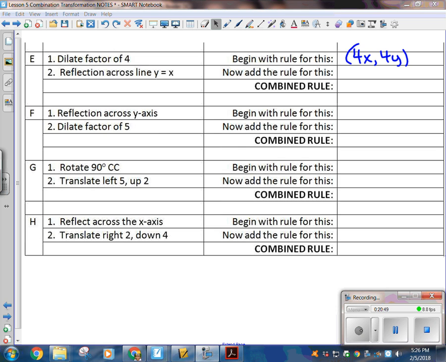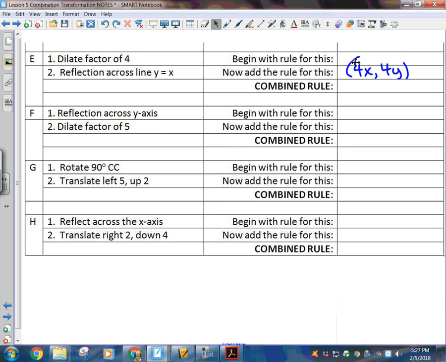All right. Just going to run through this. Reflection across the line y equals x. If you dilate, multiply times 4, x's and y's. Across the line y equals x, y's come to the front, x's go to the back. So if I do both of these things at the same time, I have to multiply everything before and switch the order. So I'm going to have 4y and 4x. That is my combined rule.